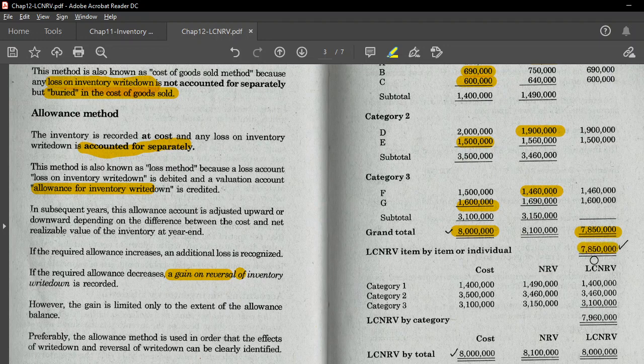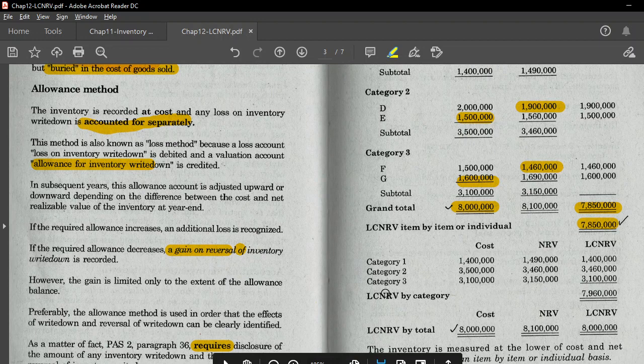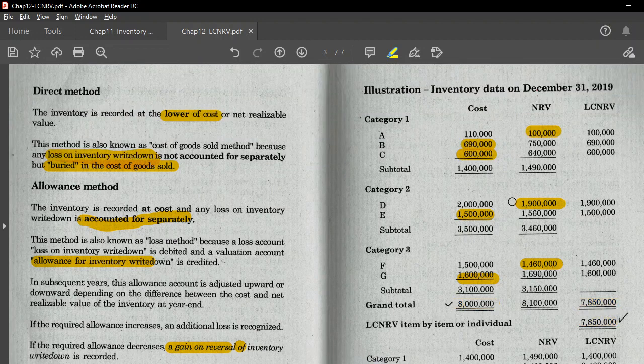If we are using the item by item or individual. But if we use by category, no. Okay, undo muna ako. By category. So, add it to by category and then see the difference.